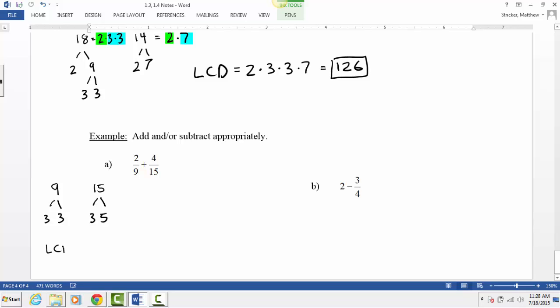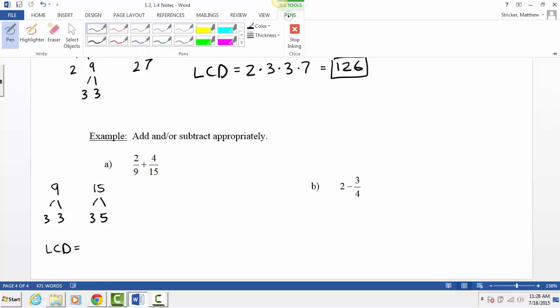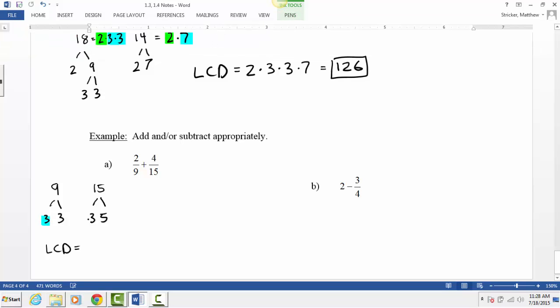So our least common denominator has got to be, well, it's what they have in common. They both have 1, 3 in common, times what's different? Another 3 and another 5. 3 times 3 is 9, 9 times 5 is 45. So if I look at 2/9 plus 4/15, those denominators both need to be 45. So we're going to ask ourselves, what do I need to multiply the 9 by, and what do I need to multiply the 15 by to get 45?